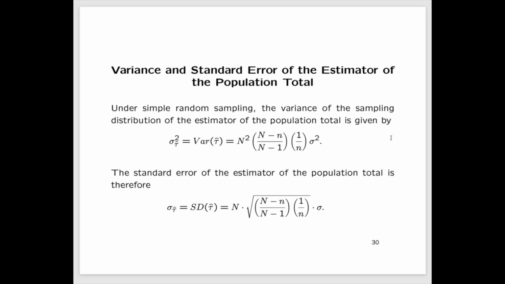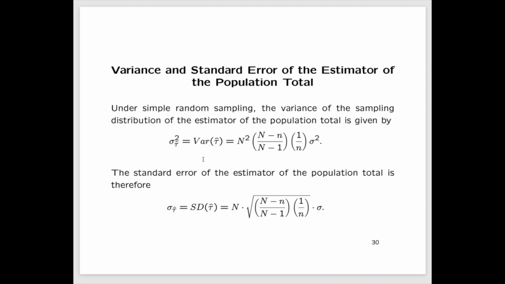Under simple random sampling, the variance of the sampling distribution of the estimator of the population total is given by the following expression. So sigma squared sub tau hat, which is the notation for the variance of tau hat that we will use. We'll also use this notation, Var, or variance of tau hat. The variance of the sampling distribution of tau hat is given by this expression. So it's equal to the square of the population size times cap N minus little n over cap N minus 1 times 1 over little n, times the population variance.